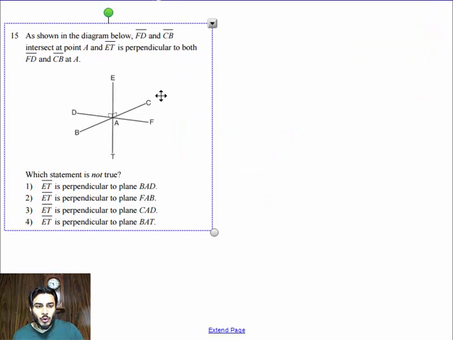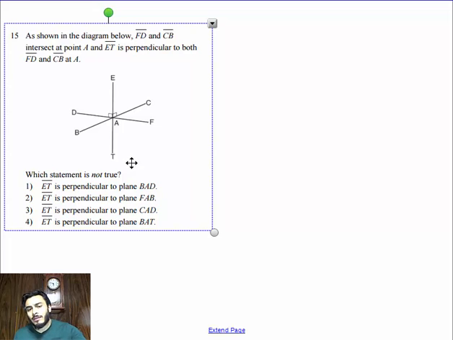Number 15, as shown in the diagram below, FD and CB intersect at point A, and ET is perpendicular to both FD and CB at A. Which statement is not true?